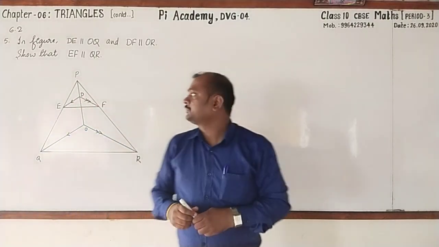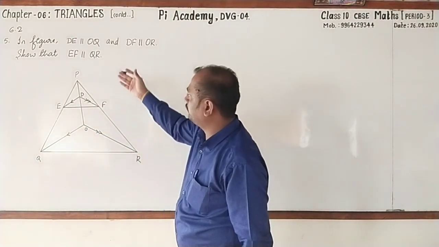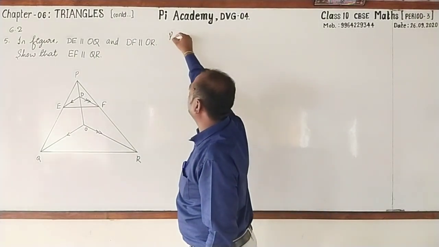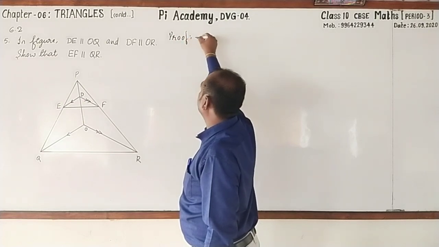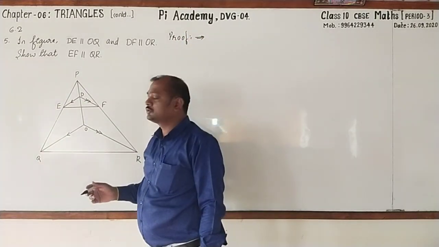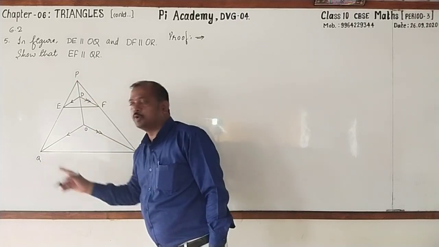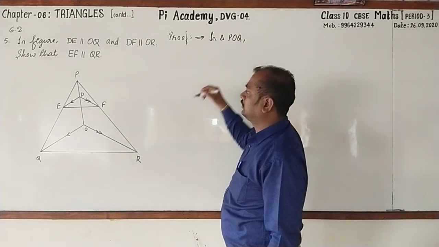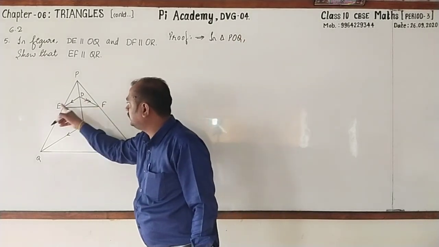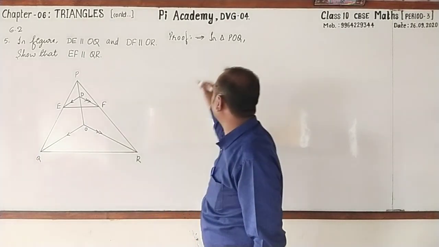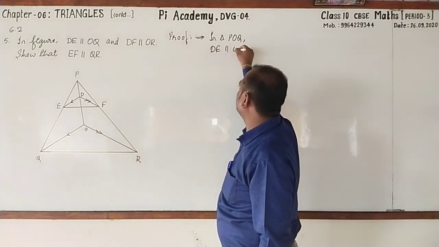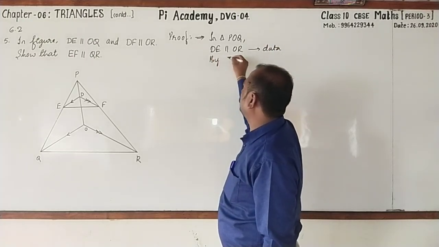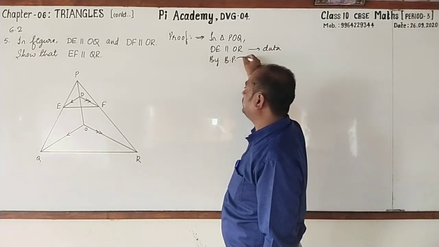Understood? Yes. Now, pausing the video, you can just copy this. Then after that, you can start writing the proof with me. Here, in the proof, first which triangle should be taken? Yes, POQ. In triangle POQ, they have given DE parallel to OR. DE parallel to OR, it is from data. Then, as DE parallel to OR, we can go for using BPT.